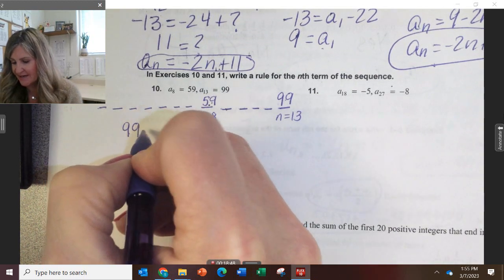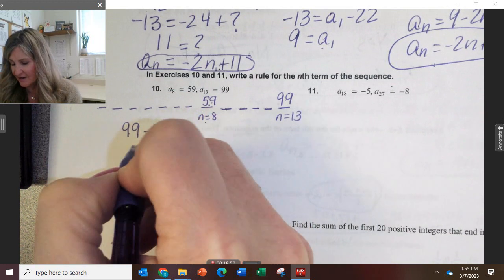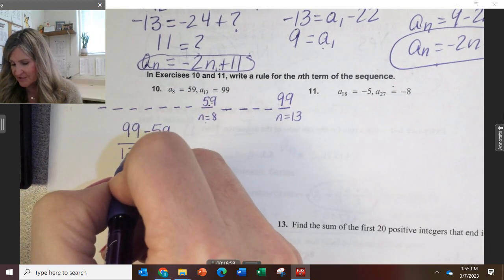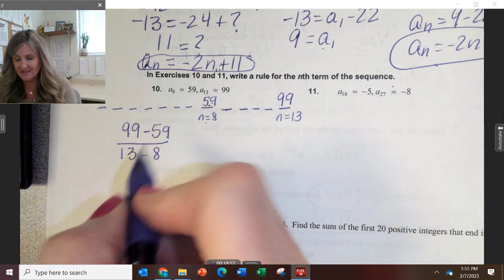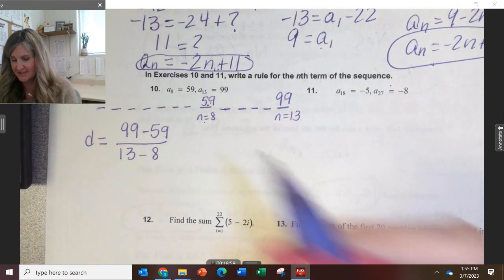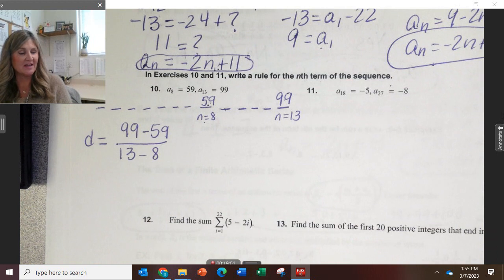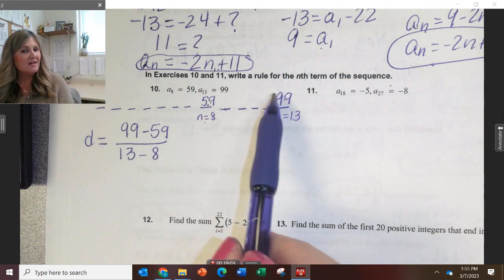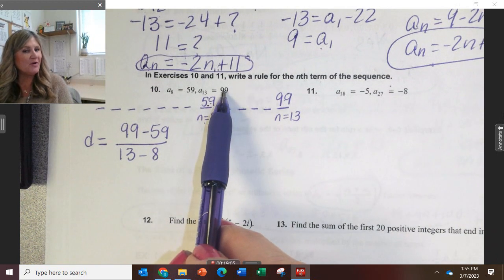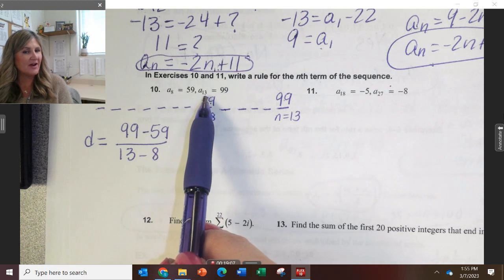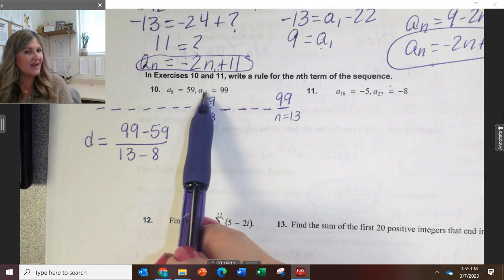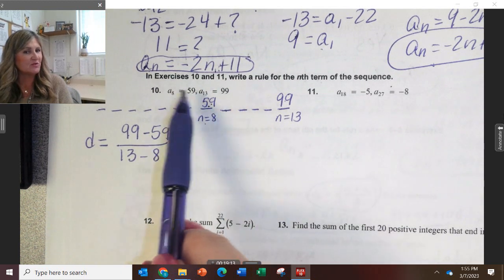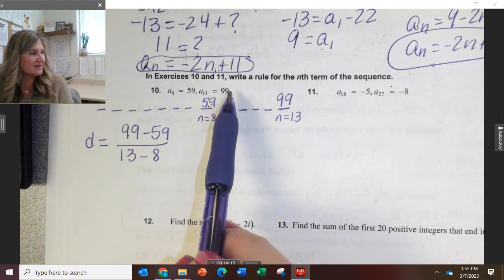So we do 99 minus 59 over 13 minus 8, right? That's going to give us that difference every time. So what I'm doing is output minus output over input minus input. All I'm doing is finding the rate of change. Can you guys see how that's really slope? It's the same thing as slope.